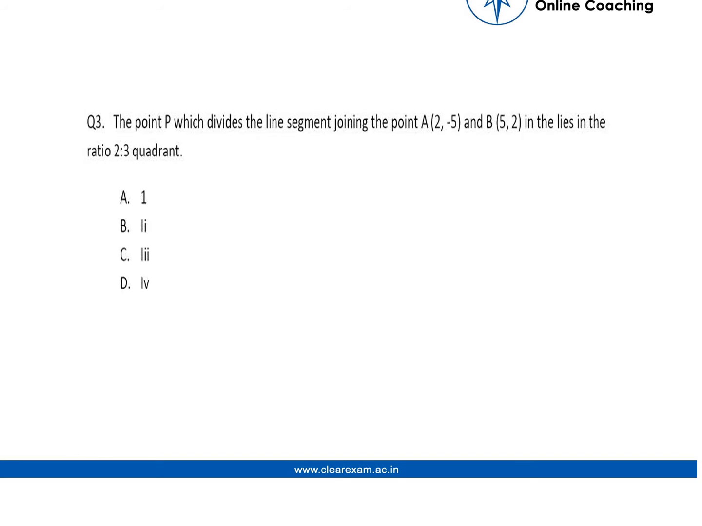Hi guys, the question is: the point P which divides the line segment joining the point A (2, -5) and B (5, 2) in the ratio 2:3 lies in which quadrant? So now to answer this question we must determine the coordinates of point P and then identify their quadrant. So now let's answer this question.